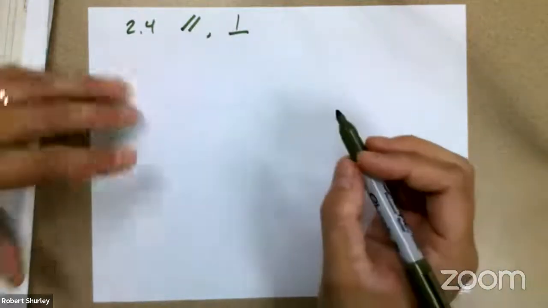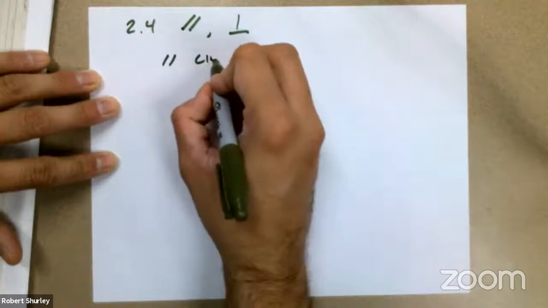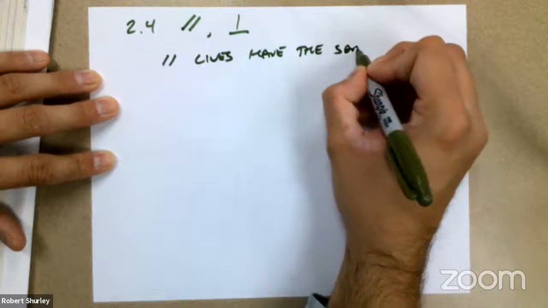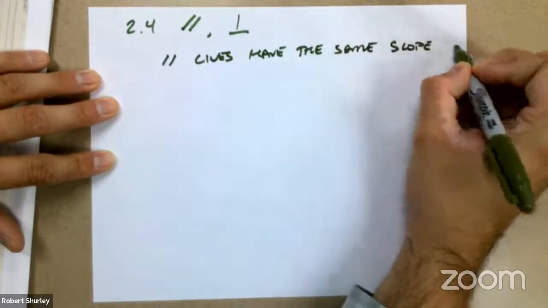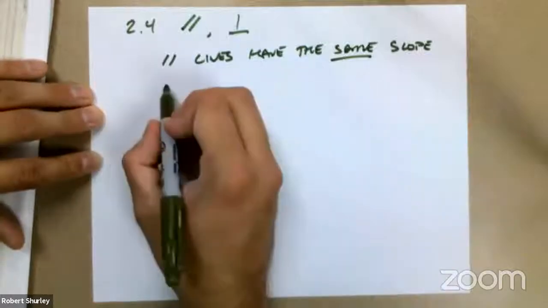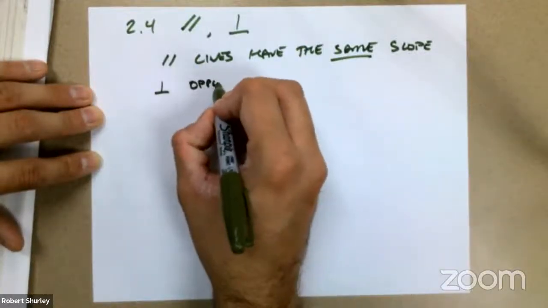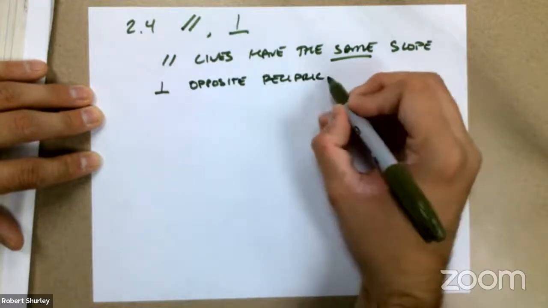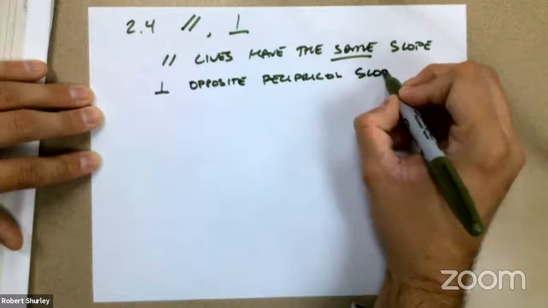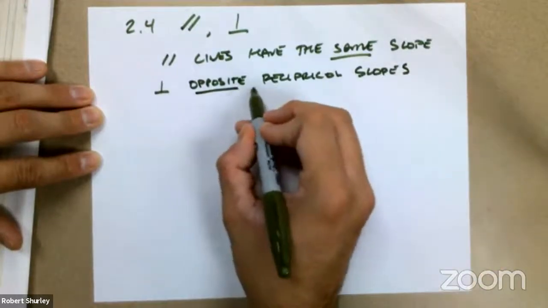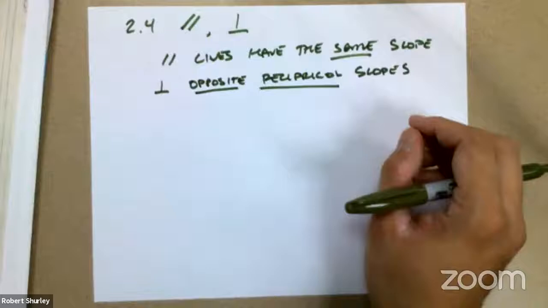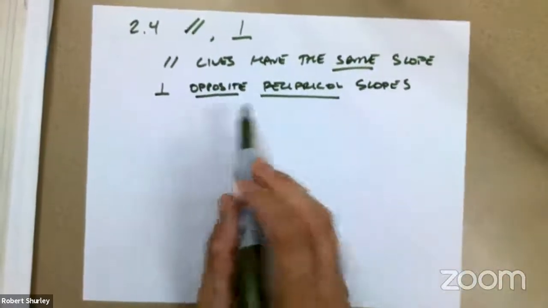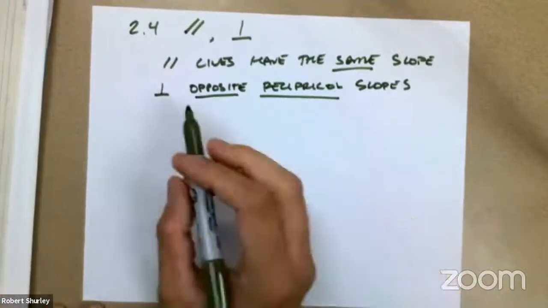Okay, so the only thing we really need to know is that parallel lines have the same slope. So parallel lines have the same slope. Perpendicular lines, though, have opposite reciprocal slopes. Opposite reciprocal. I'm going to go over what that means, what opposite reciprocal means. I think I spelled that wrong. We'll go over that first. So opposite reciprocal means you're going to flip it and change the sign.